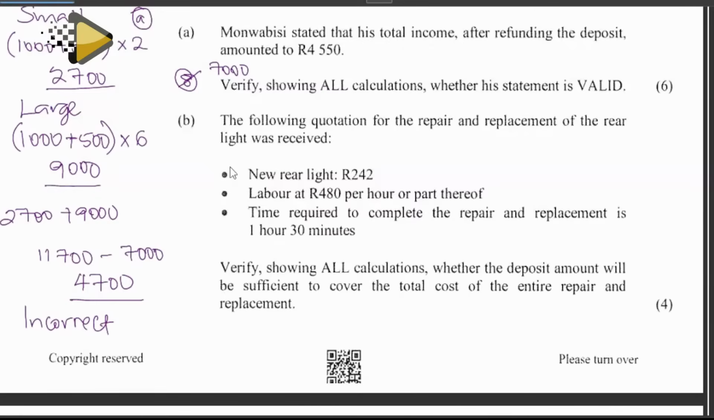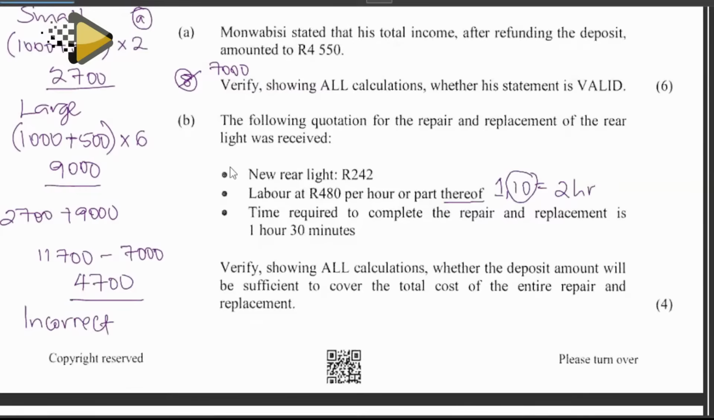B, the following quotation for the repair and replacement of the rear light was received. New rear light, it costs 242. Labor is 480 per hour or part thereof. Then time required to complete the repair and the maintenance is 1.5 hours. Now, part thereof, meaning if it's 1 hour, 10 minutes, they will count it as 2 hours. Why? The 10 minutes are part of another hour because 1 hour has elapsed, then they have gone for 10 minutes. So this is an hour.